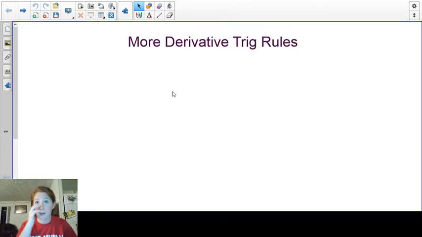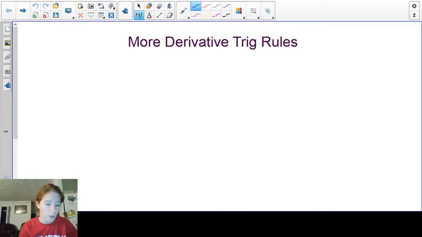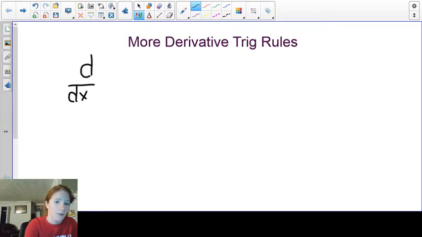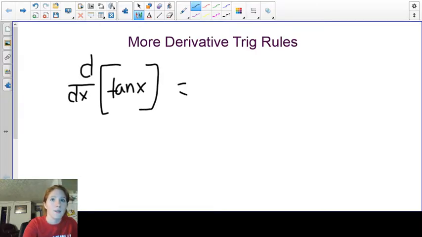Alrighty, so today we're going to go ahead and talk about some more derivative rules and some more trig rules. When I'm talking about more derivative trig rules, I'm talking about the ones we don't have yet. We've seen sine and cosine, but we haven't seen anything else yet. So we're going to have the derivative of tangent. And the derivative of tangent is secant squared of x.